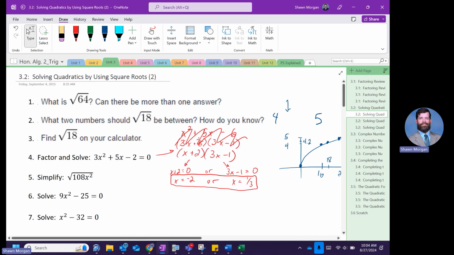Now, if a quadratic equation has 2 solutions, how many solutions does a cubic equation have? 3. Good. That's per the fundamental theorem of algebra. Fundamental theorem of algebra says that a polynomial equation of degree n is going to have n solutions. That's a fun fact. I would write that down. The fundamental theorem of algebra says that a polynomial equation of degree n will have n solutions.